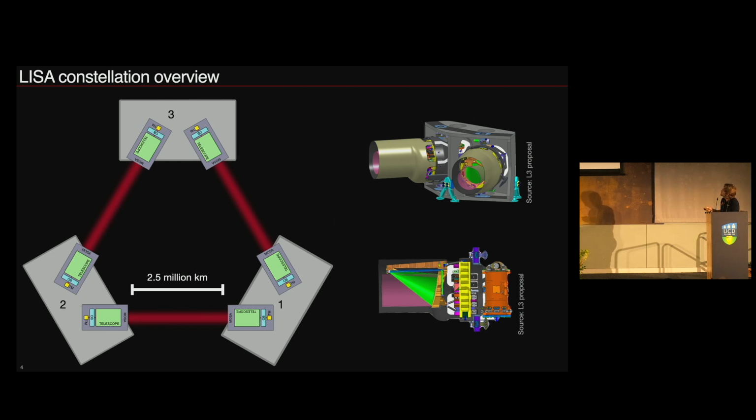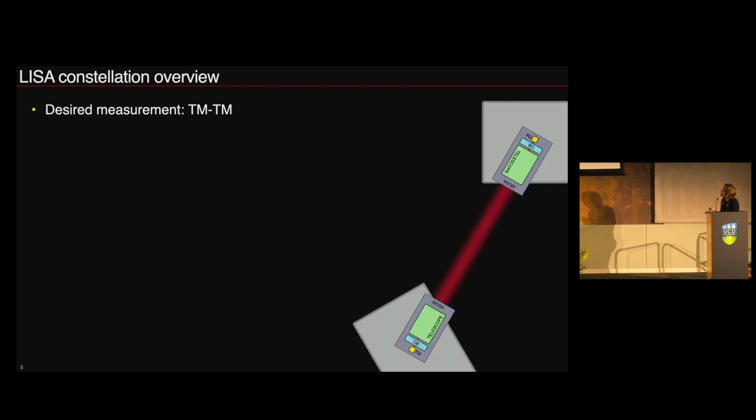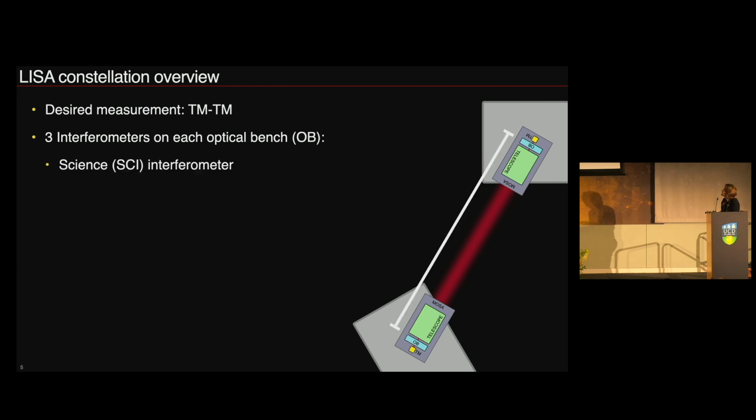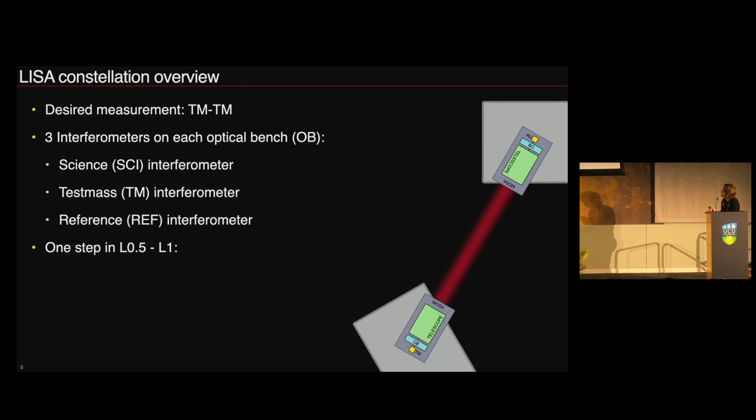We have these three spacecraft with these MOSAs that contain a telescope, an optical bench, and a test mass. And the desired measurement is actually this measurement from test mass to test mass. And the way this is done is that you have these three interferometers: the science interferometer, the test mass interferometer, and the reference interferometer.